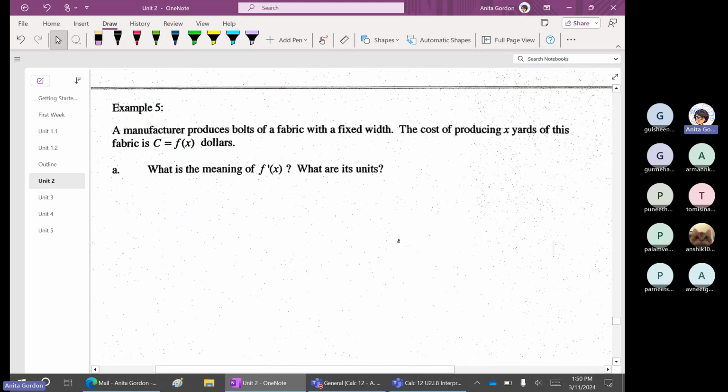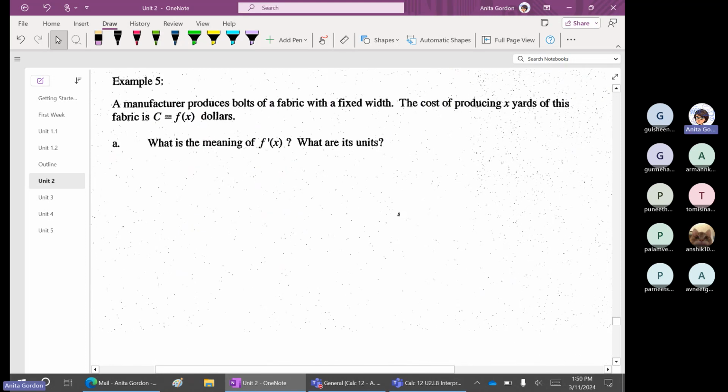Scrolling through. This is a word problem, your favorite. A manufacturer produces bolts of fabric with a fixed width. Do you guys know what a bolt is? Pardon? It's like a roll.